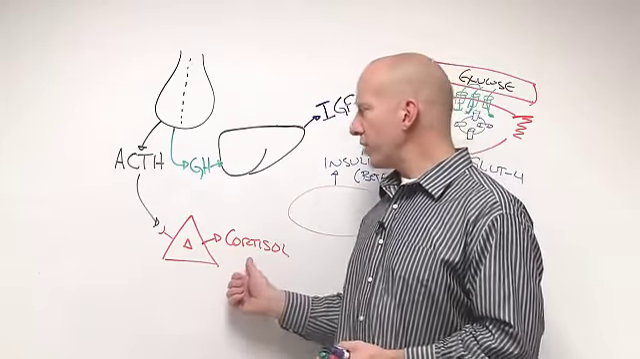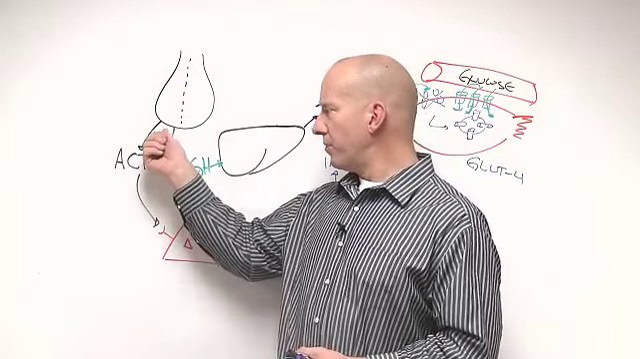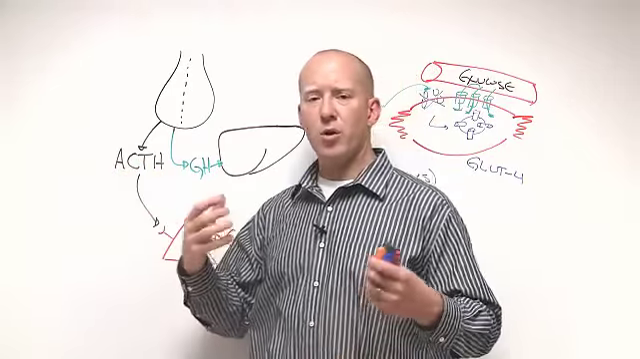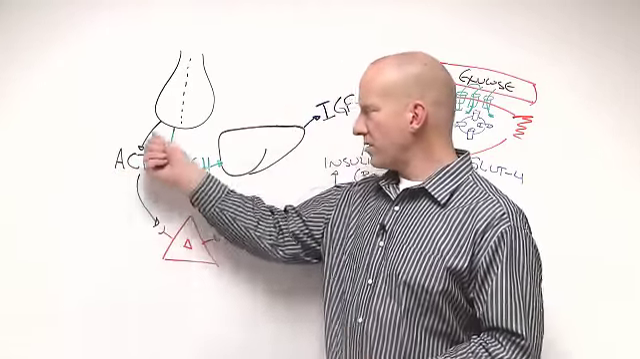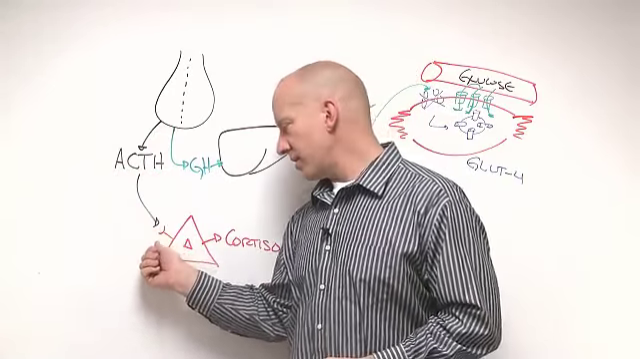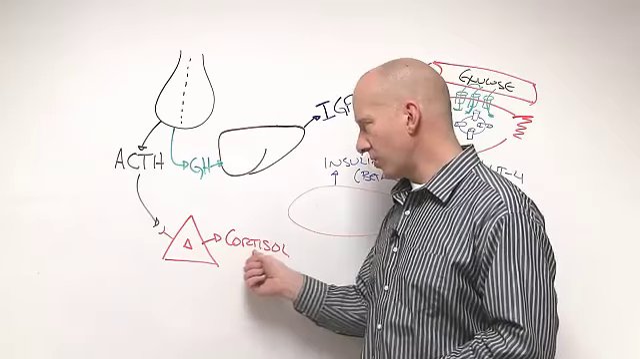Now, cortisol is produced via the anterior pituitary producing a hormone called adrenocorticotropic hormone. This adrenocorticotropic hormone, or ACTH, when present, will stimulate the adrenal glands to make cortisol.